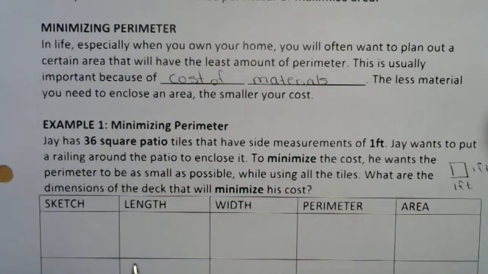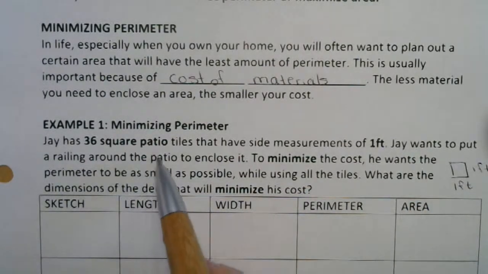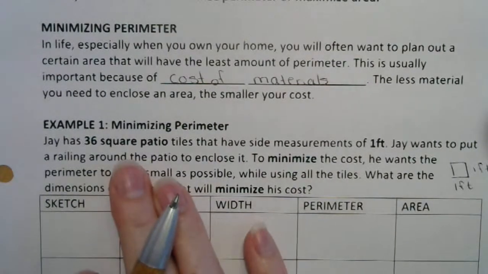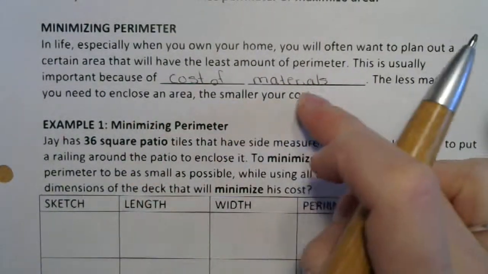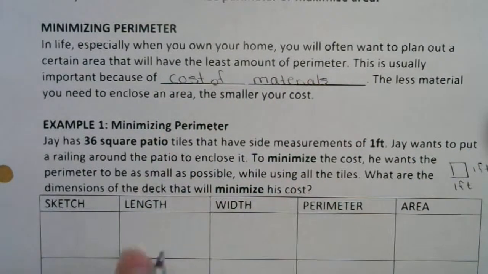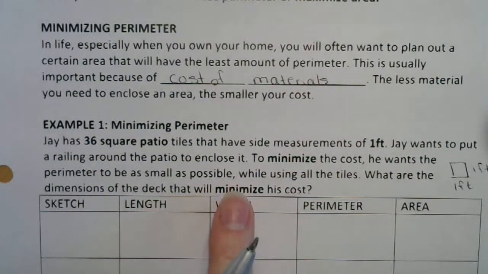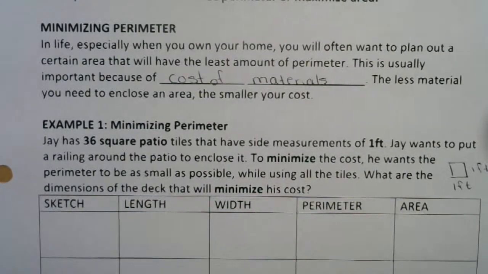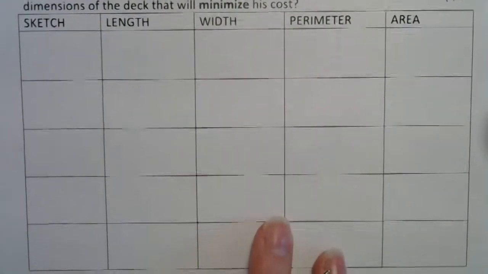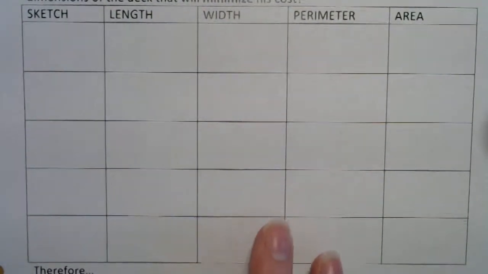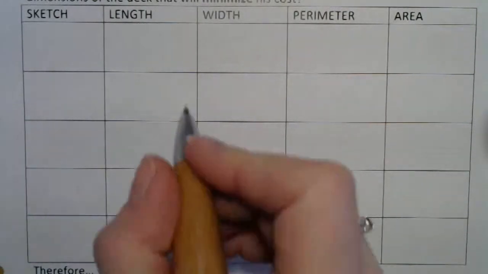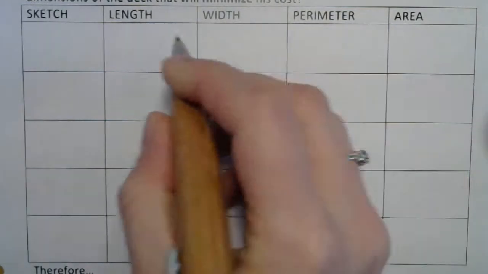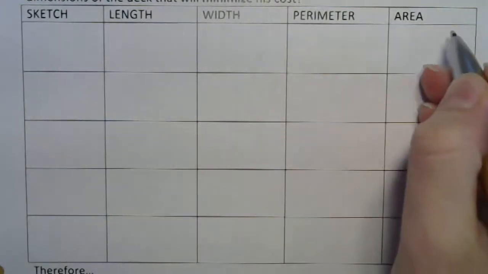So basically he already has the tiles, 36 square patio tiles, so he's going to have an area of 36 square feet no matter what he does with the patio tiles. But in order to put something like a fence around it, he's going to want the perimeter to be as small as possible. What are the dimensions of the deck that will minimize his cost? Let's take a look at this situation. We have a whole bunch of different options that he can do. We want an area of 36 square feet no matter what, but we can change the length and the width to give us that area.